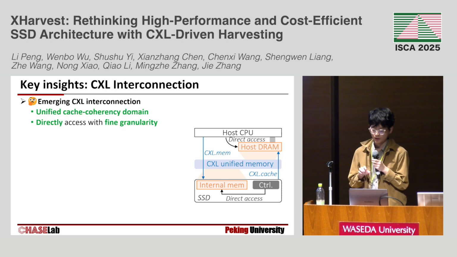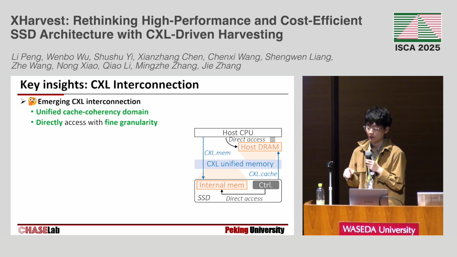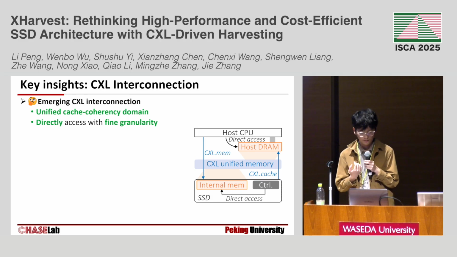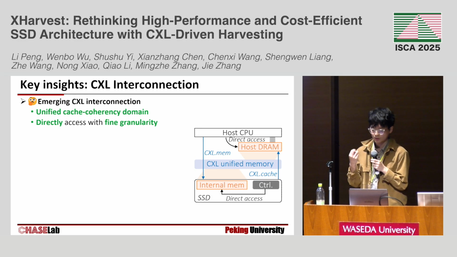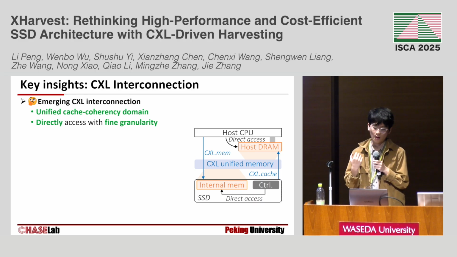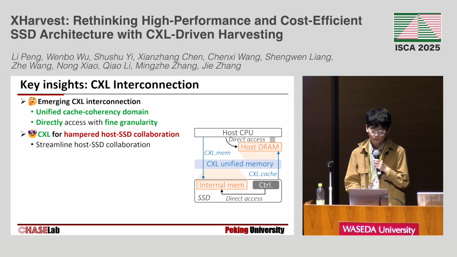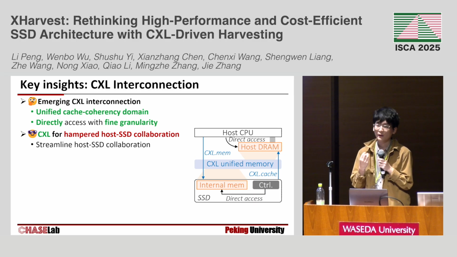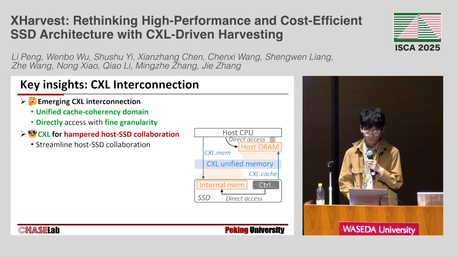CXL integrates the host CPU and SSD within a unified cache coherency domain. This allows them to use simple load store instructions to directly access the unified memory space with fine granularity. This tight integration can streamline host SSD collaboration.